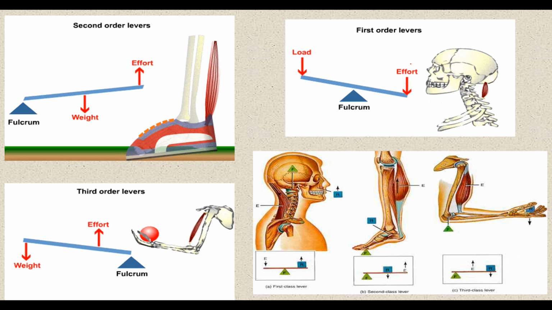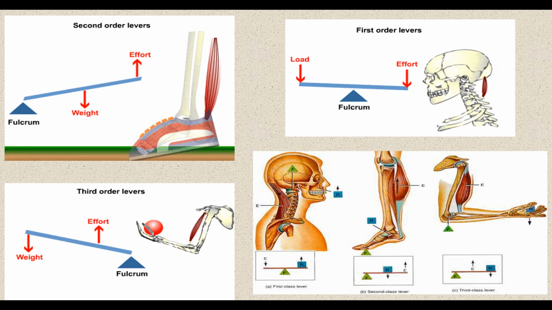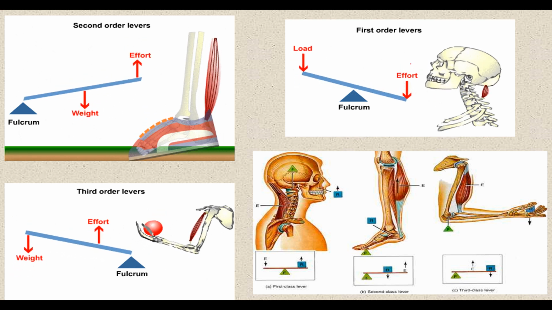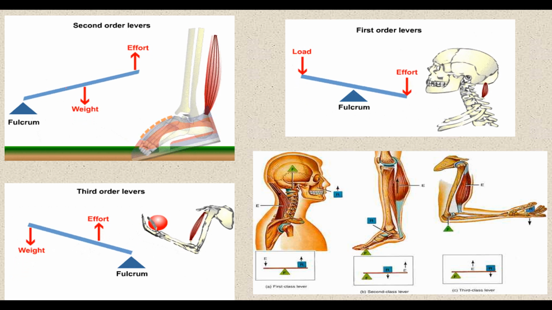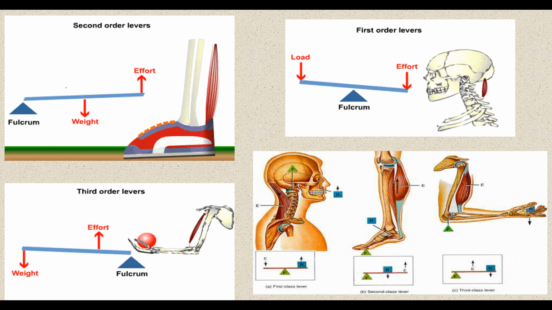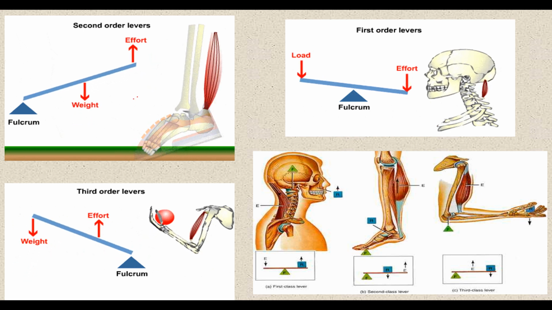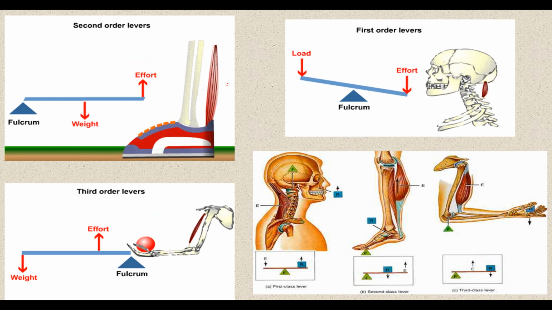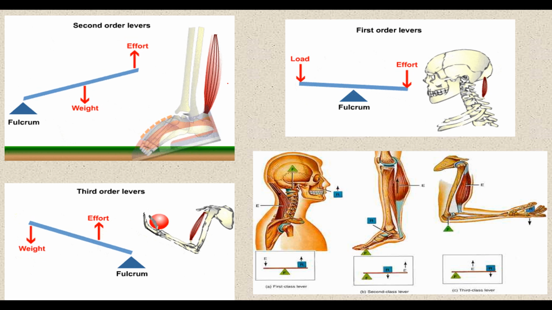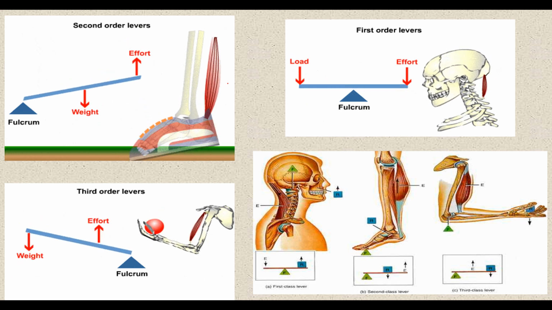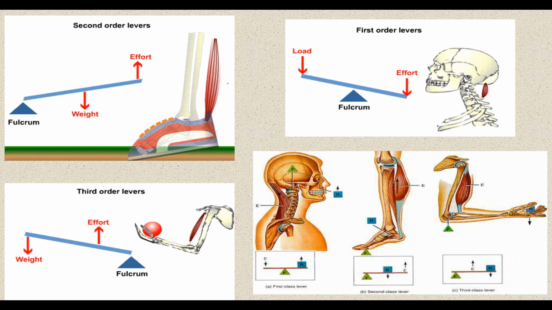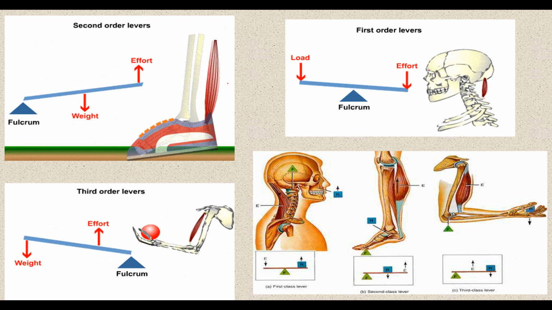Okay. The second order is a wheelbarrow, where you have a massive weight in the middle and you lift it up at the end. Why is that? Because your effort is going to be a lot less. And the third order has no mechanical advantage, but it gives you a larger range of motion.